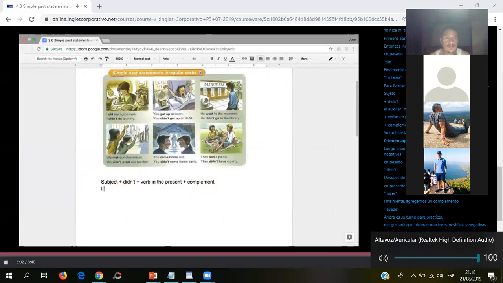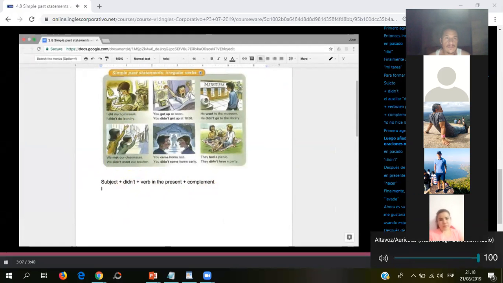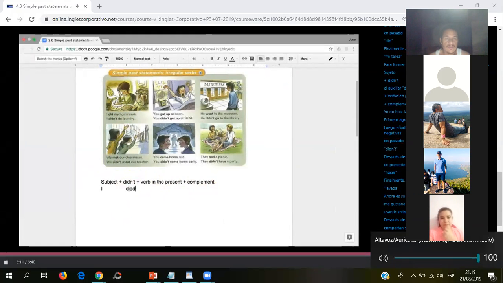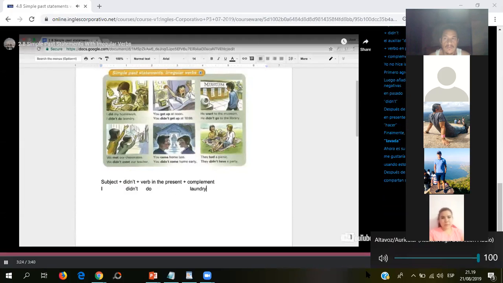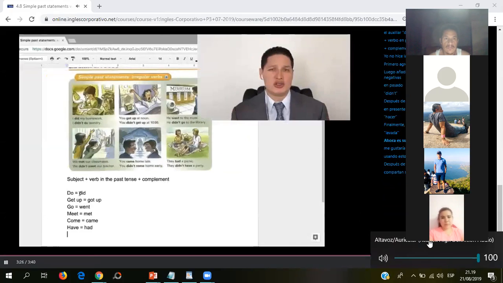First, we add the subject I. Then, we add the auxiliary verb to form negative statements in the past, didn't. After that, we add the verb in the present. These verbs end in "-ed." Finally, we add invited, visited, laundry. Now it's your turn to practice.